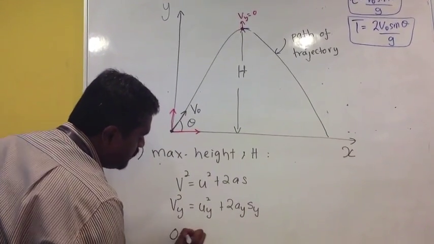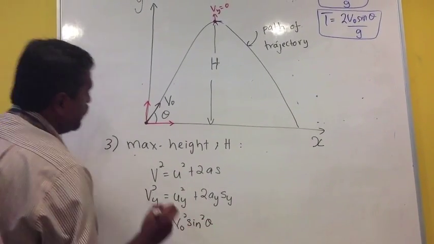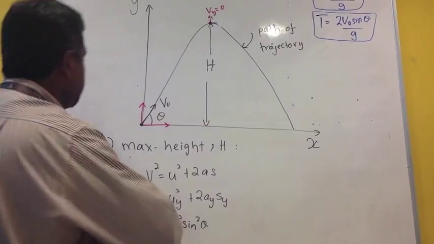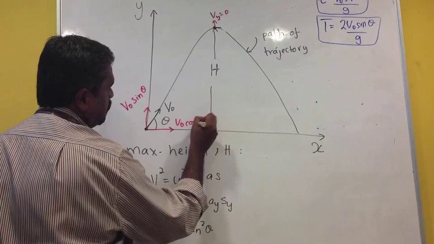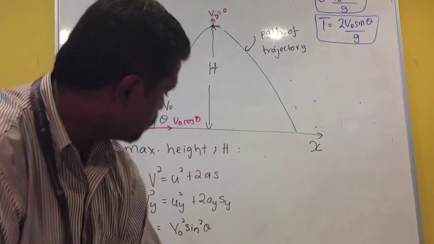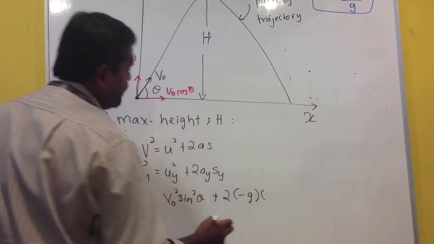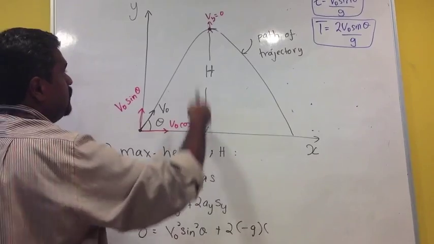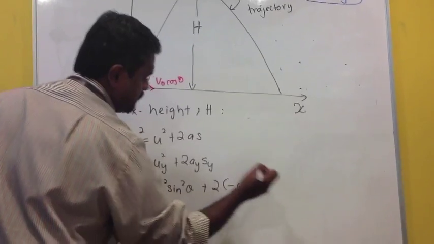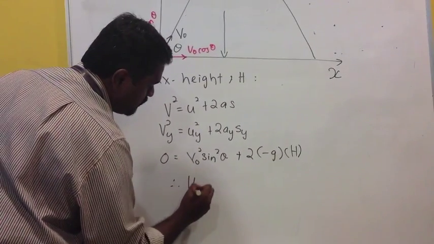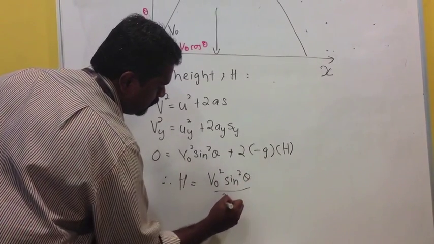Therefore, 0 equals v naught squared sine squared theta. If you remember correctly just now, this value here was v naught sine theta, and this value here was v naught cos theta. So we get 0 equals v naught squared sine squared theta plus 2, a_y is negative g, and s_y is the displacement in the y direction. So final position minus initial position, the answer is h. Therefore, h equals v naught squared sine squared theta over 2g.